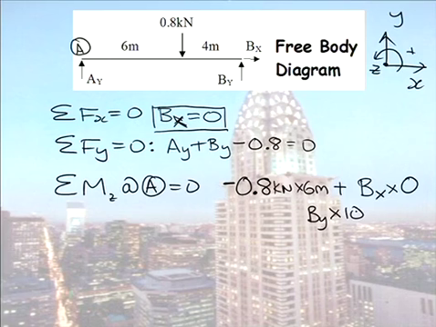Does that cause clockwise or anti-clockwise about A? The way it's drawn, anti-clockwise. So that would be plus now. There, all that we've got there.